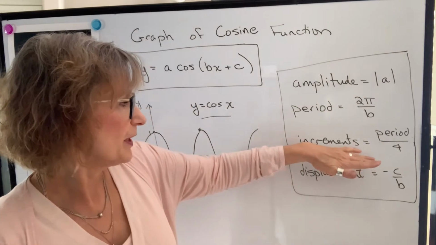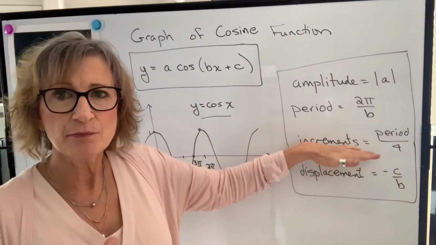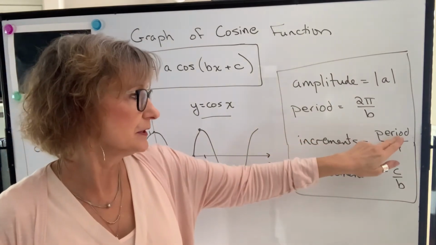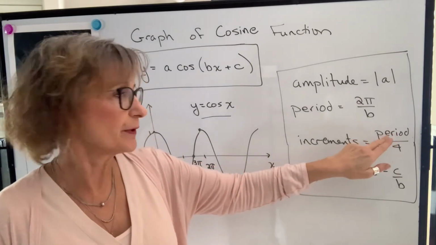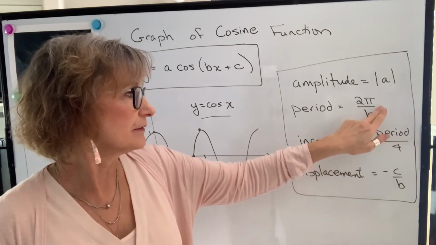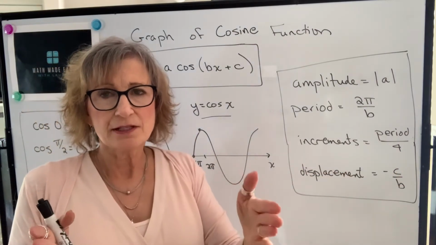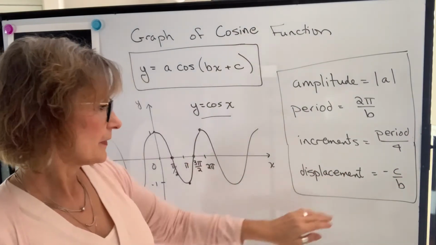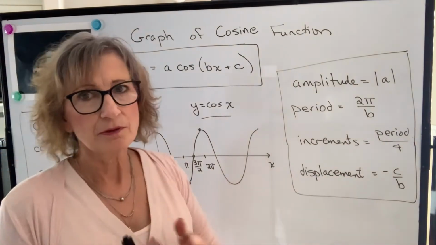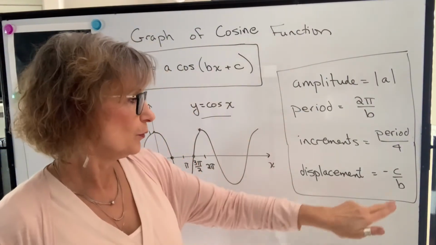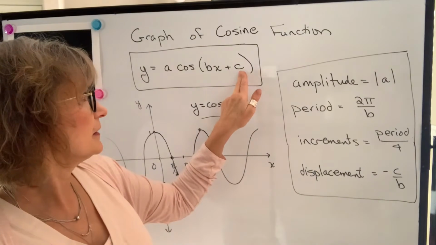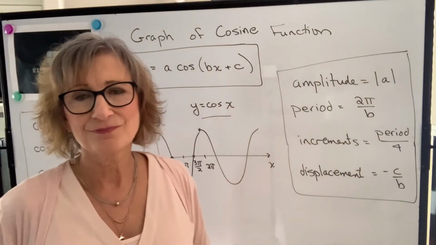I showed you a method where I used increments to find my 5 key values. I'm going to do that with the cosine function as well. It's defined as the period obtained here divided by 4, because there are 5 key points, there are 4 intervals. And displacement, where it shifts left to right, will still be defined as negative c divided by b.